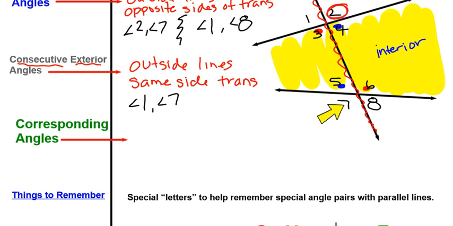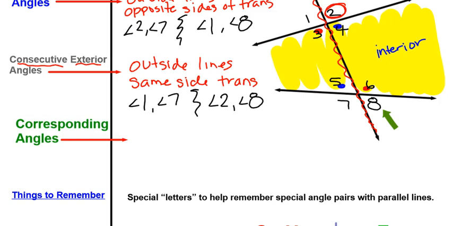If I moved to angle 2, what would be consecutive exterior to that one? And I think it would be safe to say that that would be angle 8. So angle 2 and angle 8 would be my consecutive exterior angles. Neither one of the exterior angles have any special letter that helps you remember those. We just have to kind of think about the names.